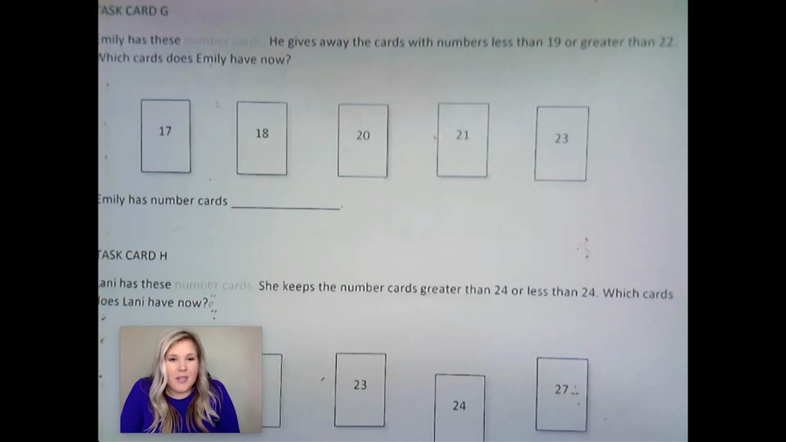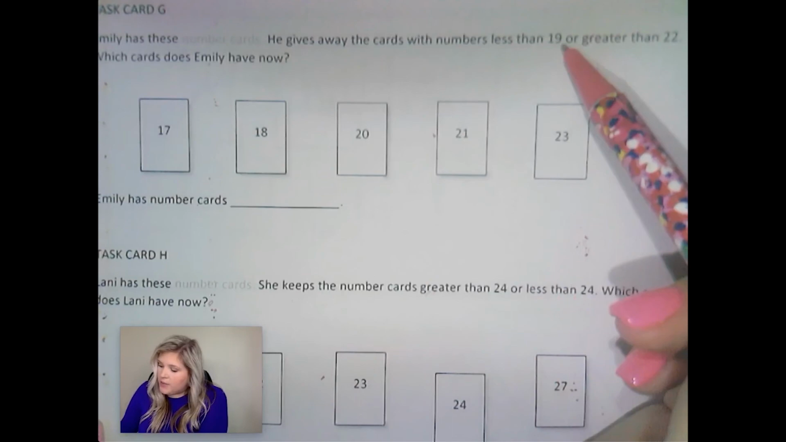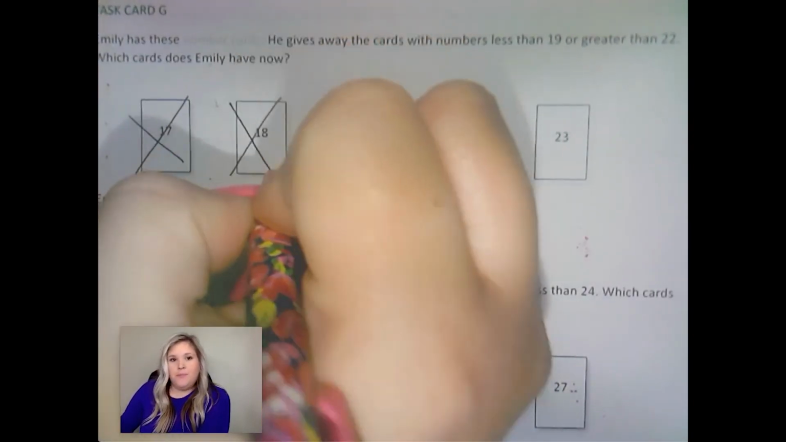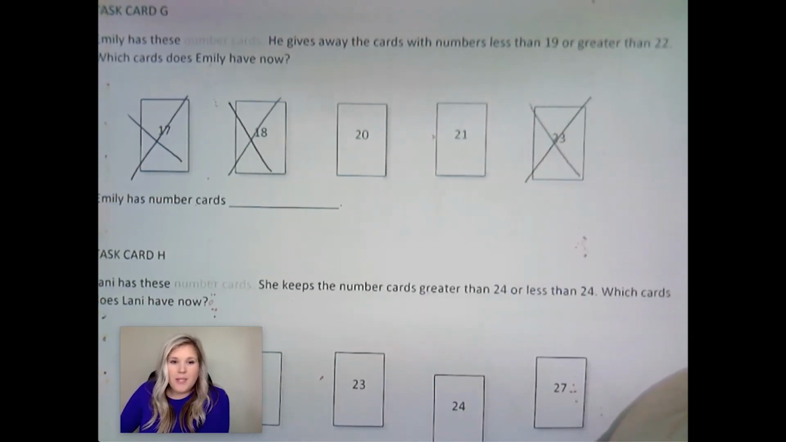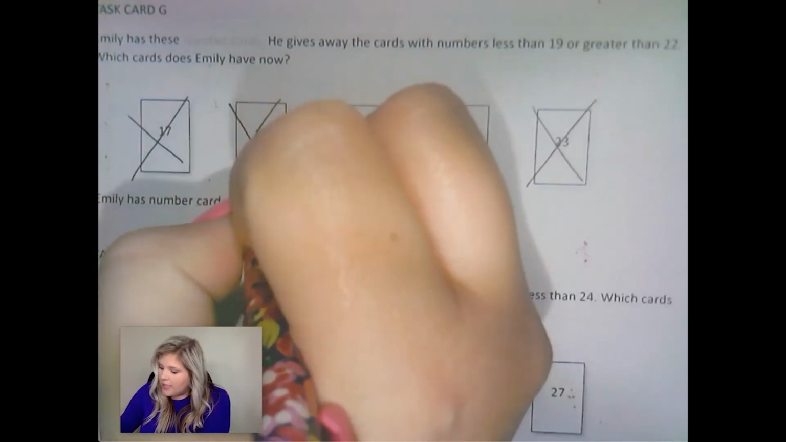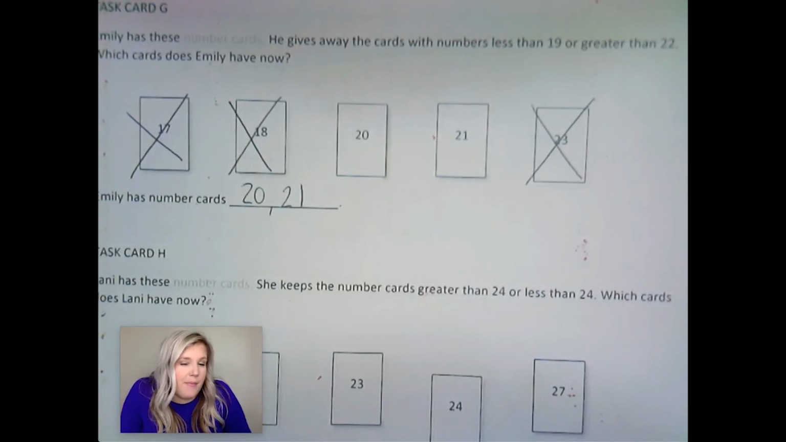All right, let's check your work. He gives away the cards with numbers less than 19. You should have marked out 17 and 18. And he also gave out the number cards that are greater than 22. You should have marked out 23. So Emily has number cards 20 and 21. Does that answer match your answer? Fantastic.